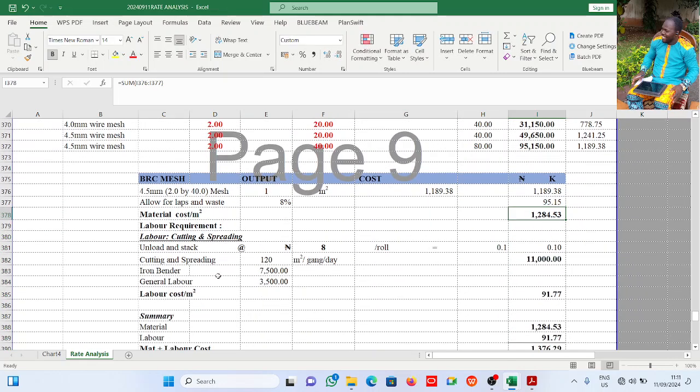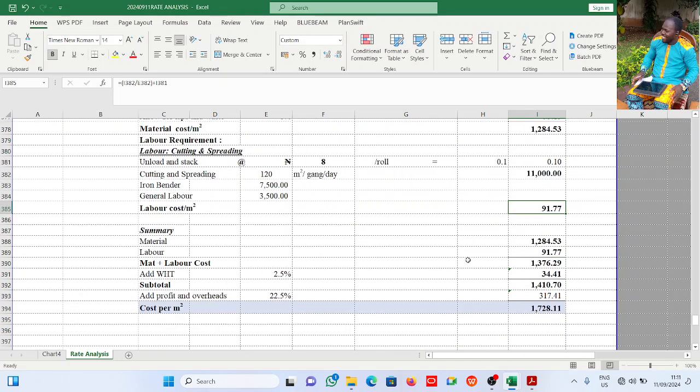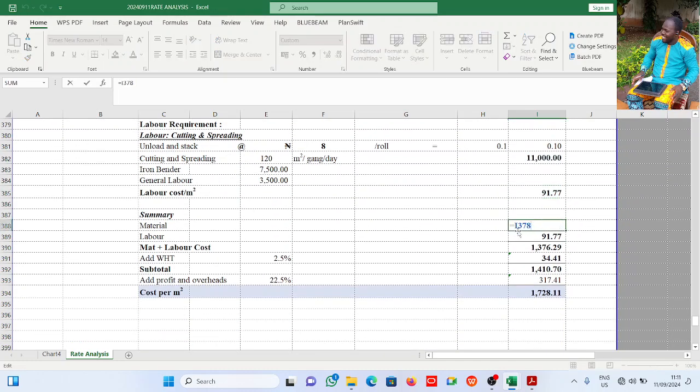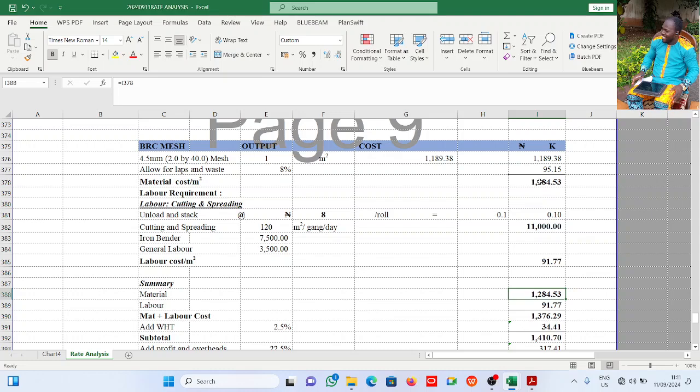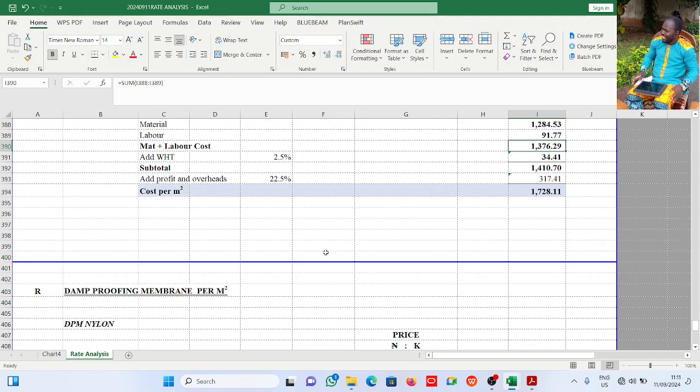Then the spreading, cutting and spreading is 120 square meters per day by gang. Now we have the skilled and the unskilled, so if I sum them up, I have that. Then the cost per square meter, I divide it by 120. So this is the summary of what we have: this is the material, this is labor. If I sum them, I add withholding tax, and I add profit and overhead.